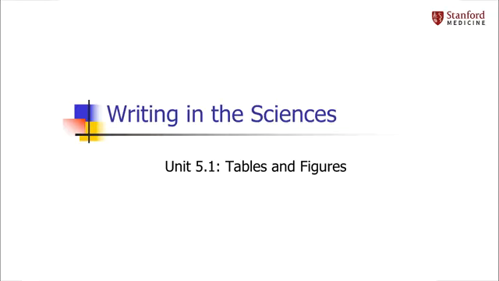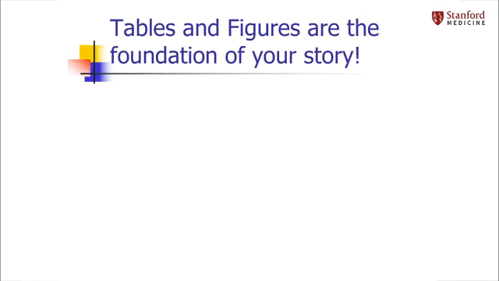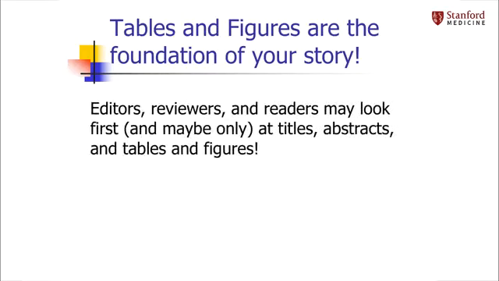In the first module for this unit, we're going to talk about tables and figures. In a lot of ways, the tables and figures are the most important part of the manuscript. One big mistake that scientists make is they do the tables and figures kind of haphazardly. They just kind of throw the data into the tables without much thought. You need to think through those tables and figures very carefully because they form the foundation of your story.